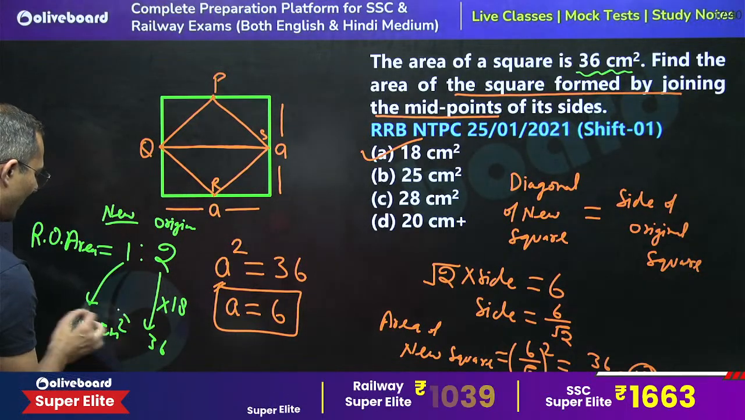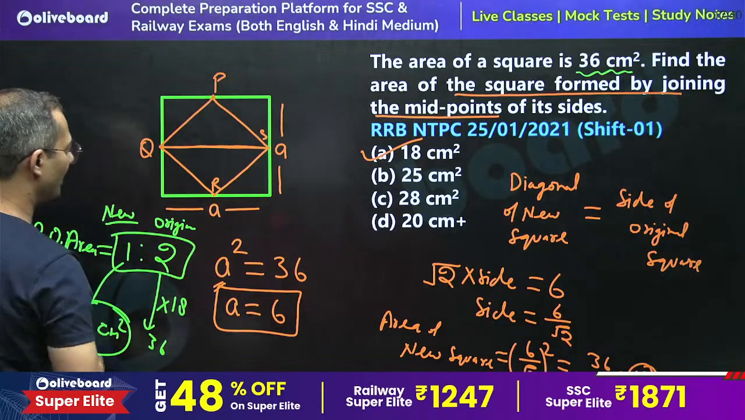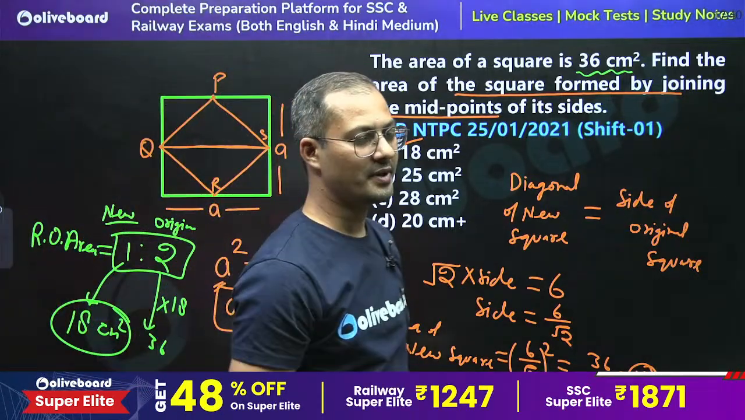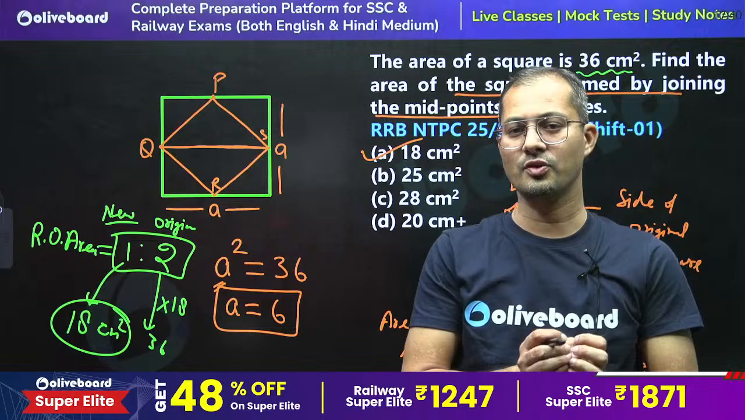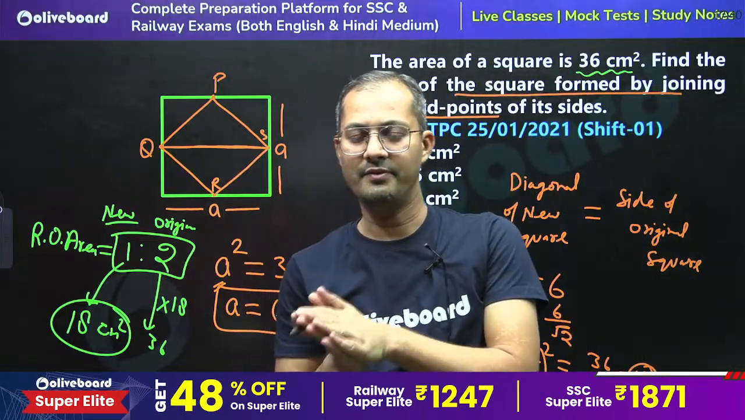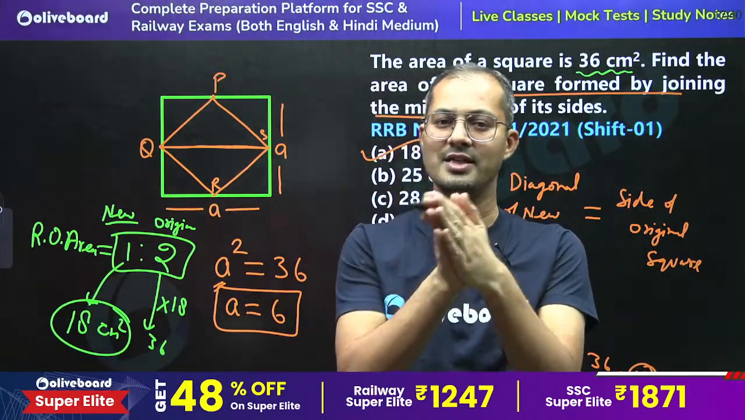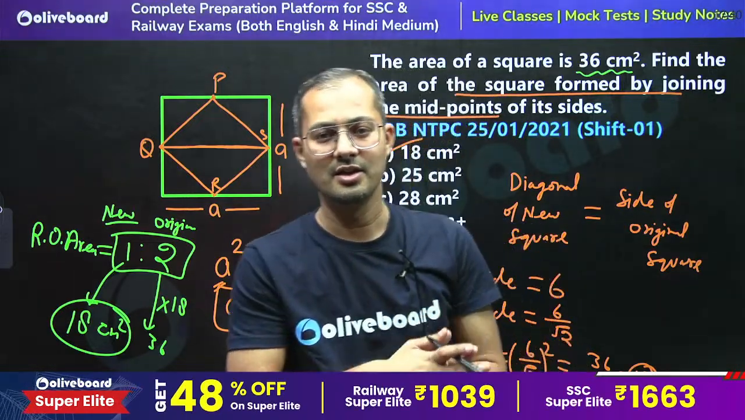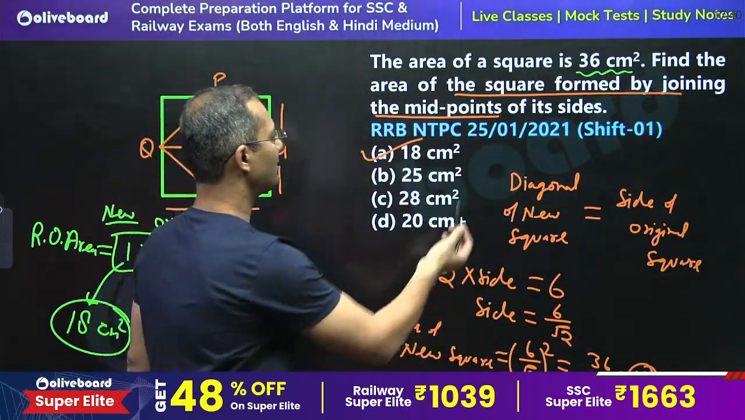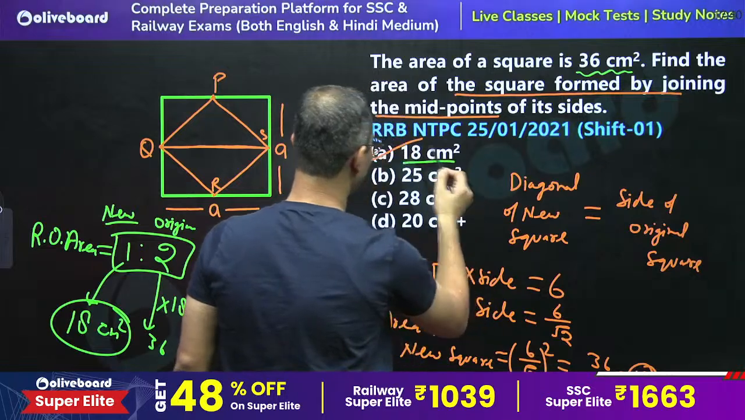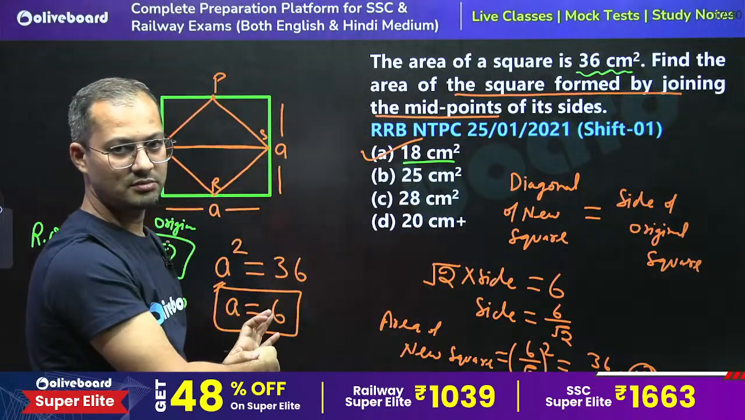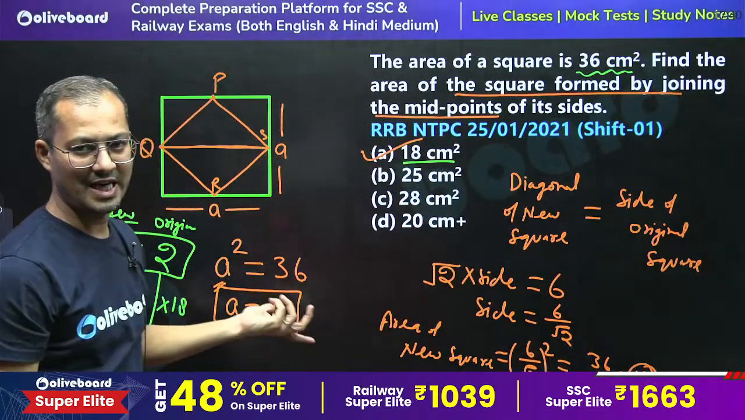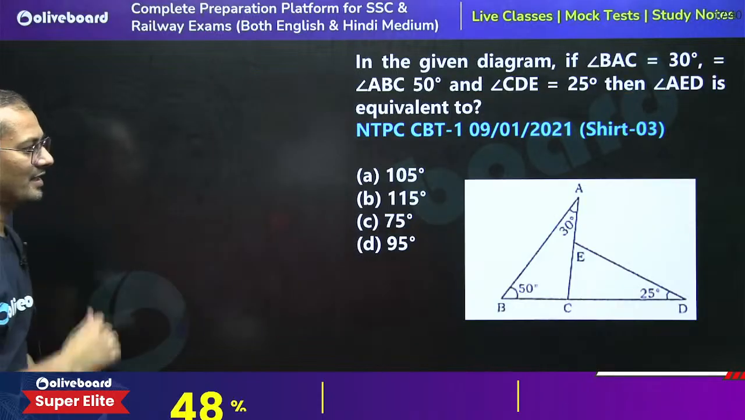centimeter square, right? So directly, if you know that for the square obtained by joining the midpoints, the ratio of the initial square and the new square is just half, right? So directly we can say that half of 36 is going to be 18. So no need to do such drama or such calculation, right? So directly I can mark the answer.